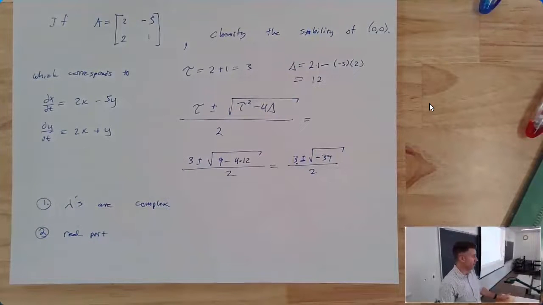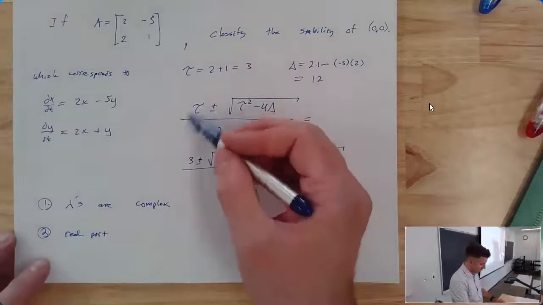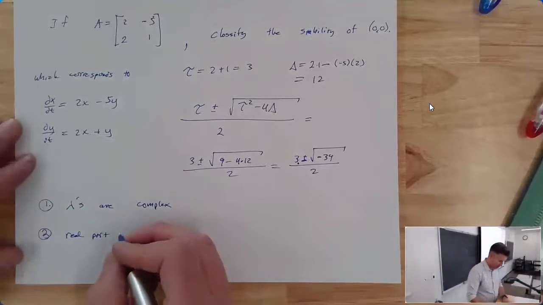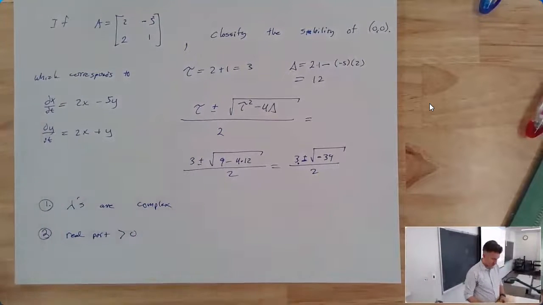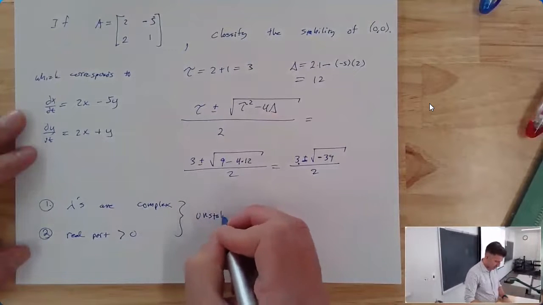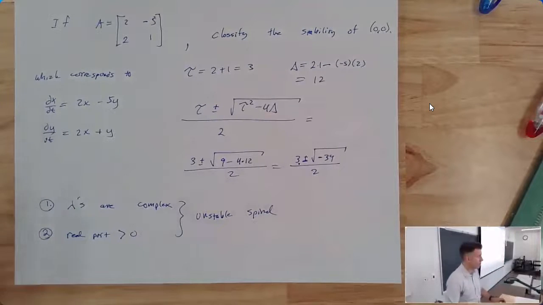Notice, for complex eigenvalues, the real part really just corresponds to whether the trace is positive or negative. If the trace is positive, the real part's positive. If the trace is negative, the real part's negative. So the real part is positive. Great, those two things together mean we have an unstable spiral.